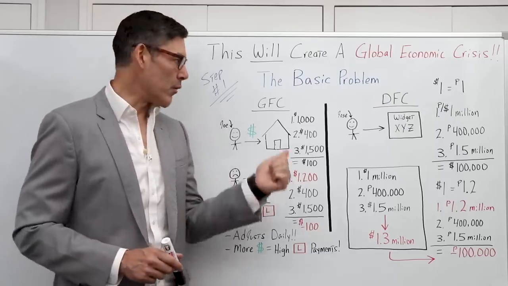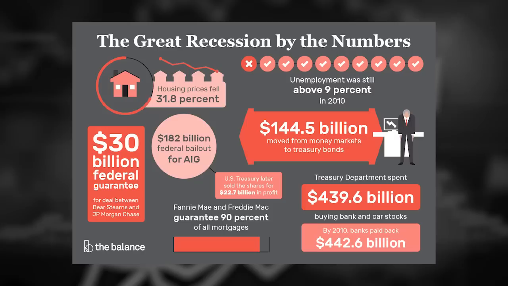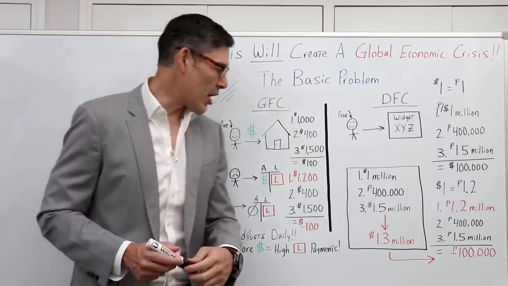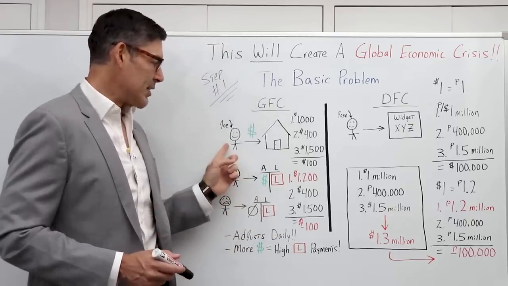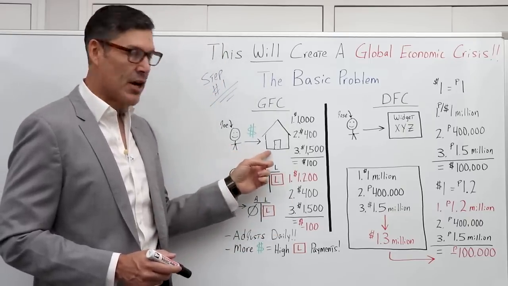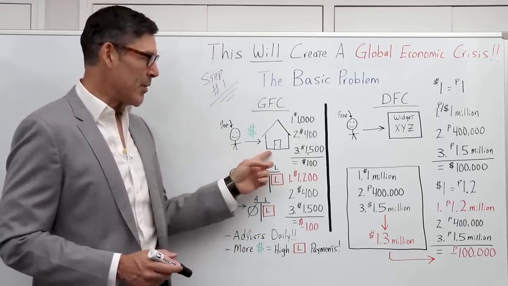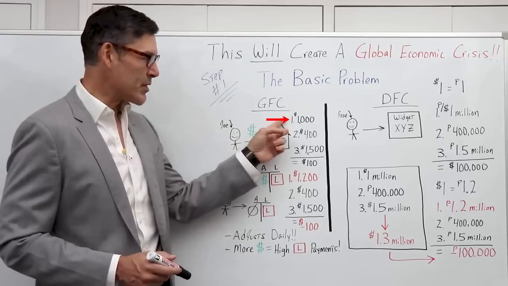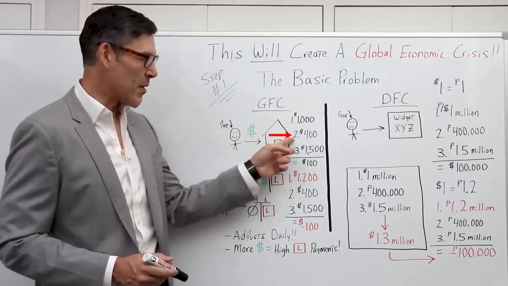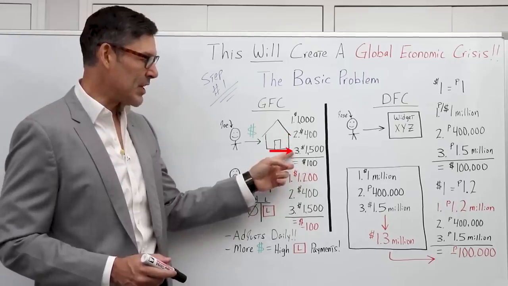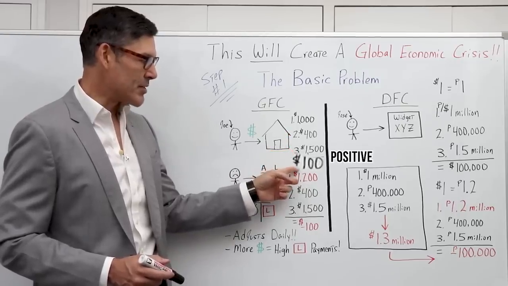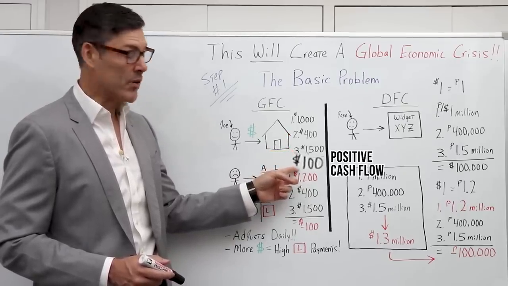Let's start by going all the way back to the GFC, something we all know well. Starts off with the average Joe. He takes out a loan to buy, let's say, a rental property, and his monthly mortgage payment is $1,000 a month. Let's say his other expenses about $400, but he gets $1,500 in rent, so he's got positive cash flow of about $100 a month.